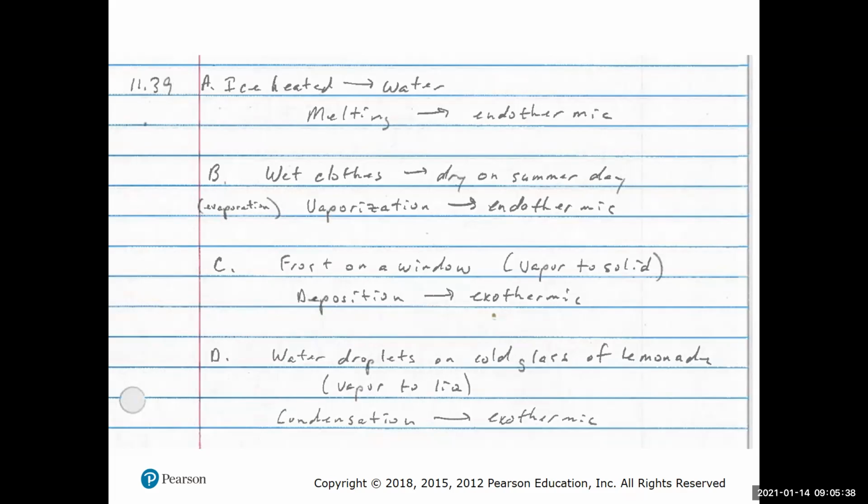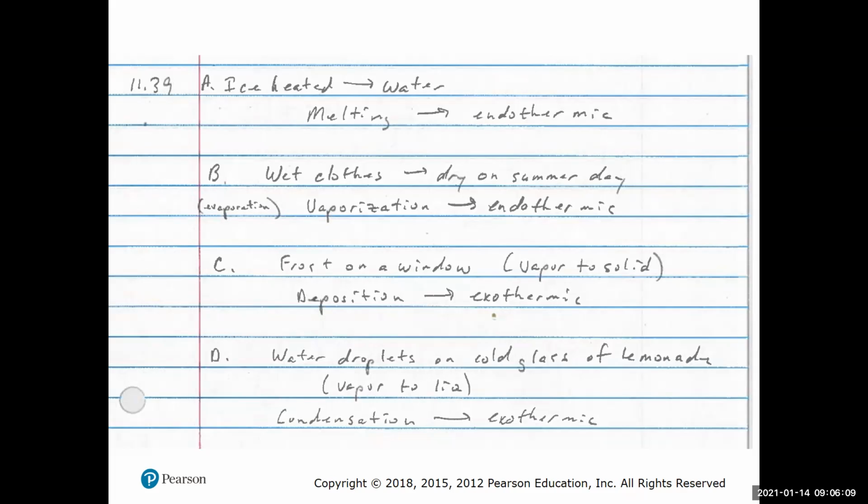Frost on a window, what's happening there? Well, it's a deposition, right? You have atmospheric moisture, gas phase moisture, and now suddenly it's a solid. So you're going from vapor to solid. Depositions, we said, going from a gas all the way down to a solid, that's exothermic.